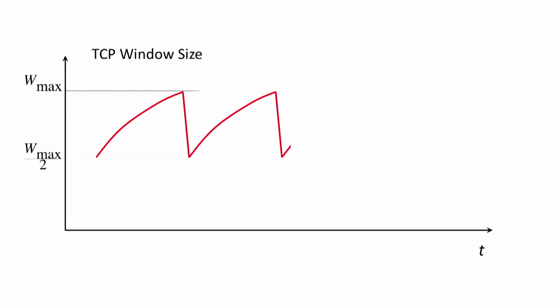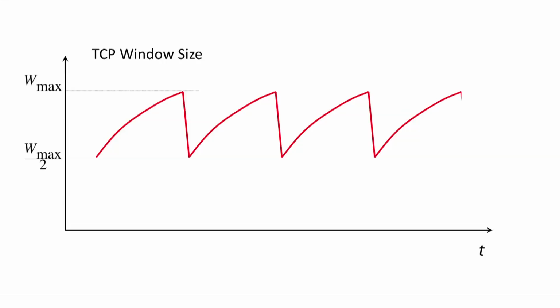TCP controls the transmission rate by adjusting the so-called window size. In its simple model, the window size is increased by a small amount when the sender receives an acknowledgement packet, and it's reduced by half when there is a packet drop. This forms the TCP sawtooth.